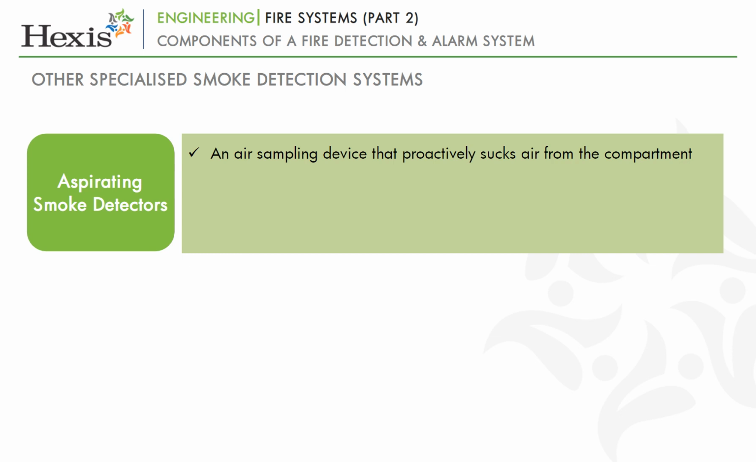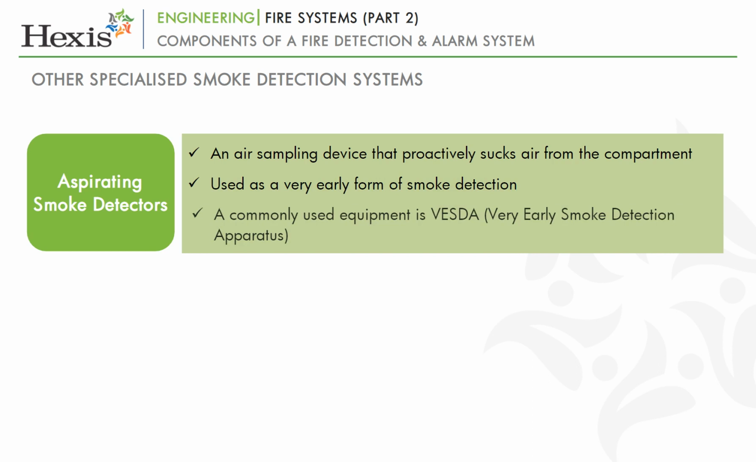Since the aspirating smoke detectors are typically more sensitive to a wide range of smoke particulate size, they are often used as a very early form of smoke detection. A commonly used equipment is VESDA, that is Very Early Smoke Detection Apparatus.